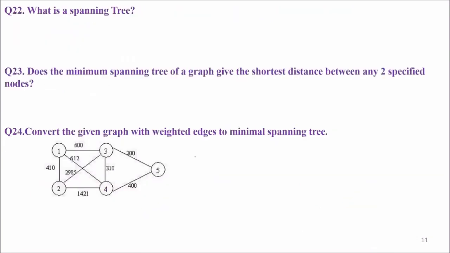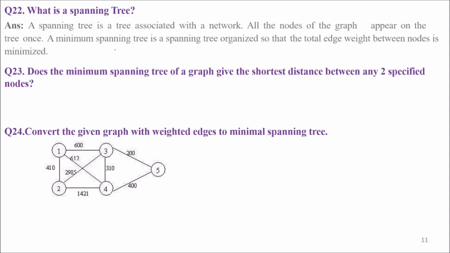This is the answer. What is a spanning tree? A spanning tree is a tree associated with the network. All the nodes of the graph appear in the tree once. A minimum spanning tree is a spanning tree organized so that the total edge weight between the nodes is minimized. Now, does the MST, a minimum spanning tree of a graph, give the shortest distance between any two specified nodes? The answer is no.